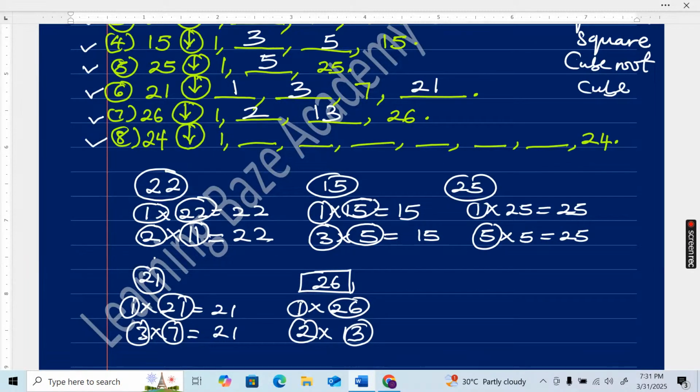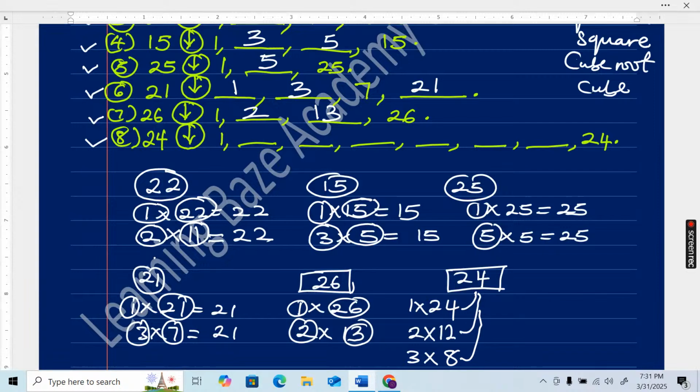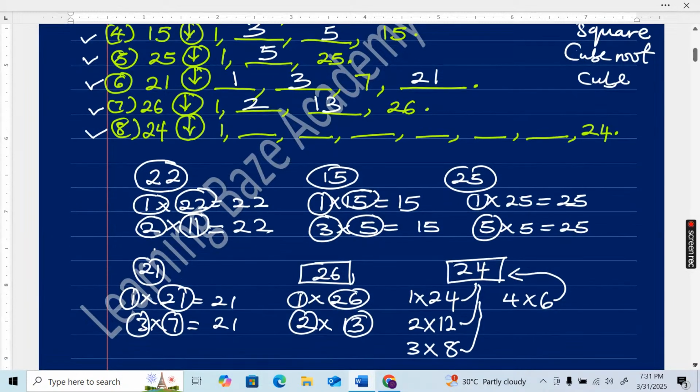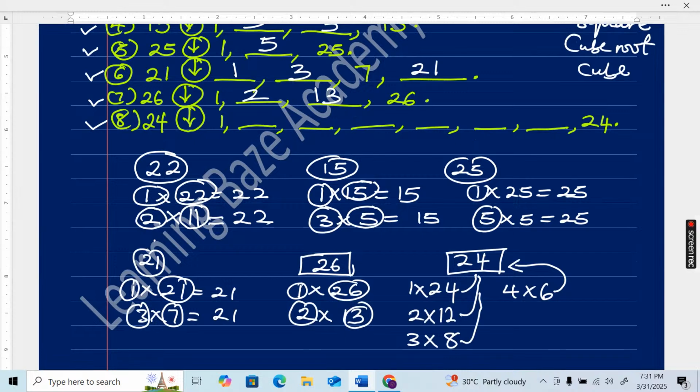Then the last one is 24. What are the factors of 24? 1 times 24 will give us 24. 2 times 12 will give us 24, right? 3 times 8 will give us 24. Then 4 times 6 will also give us 24. I think these are all the factors of 24. So let's list out the factors of 24.